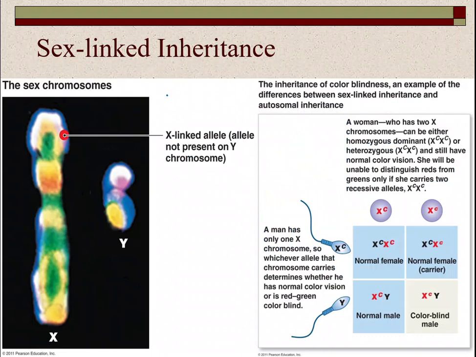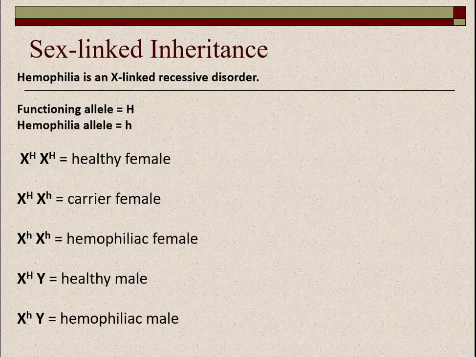Now we're going to focus on sex-linked inheritance. So these are inheritance patterns that are associated with the sex chromosome. So the traits are usually found on either the X chromosome or the Y chromosome. Now, X-linked disorders are very, very common. So we're going to do some examples of Punnett square questions related to sex-linked inheritance.